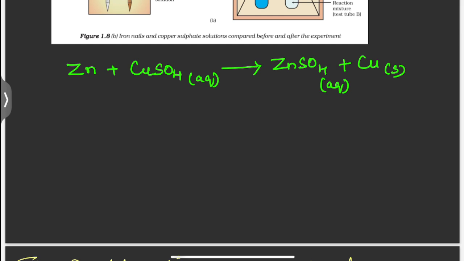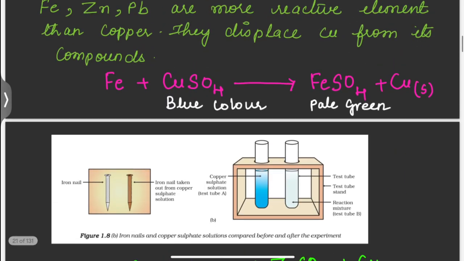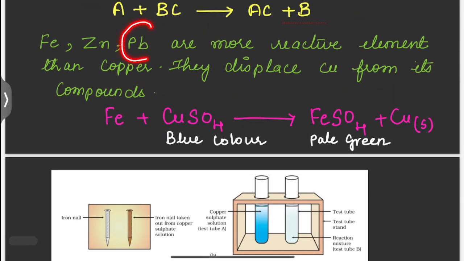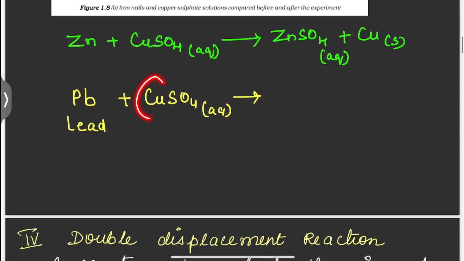Third reaction is with lead. Pb is called lead. So it is reacting with copper sulfate, aqueous. Again, whether lead is going to displace copper from copper sulfate, check here what we have written. Lead is more reactive than copper. Therefore lead also will displace copper from copper sulfate solution.